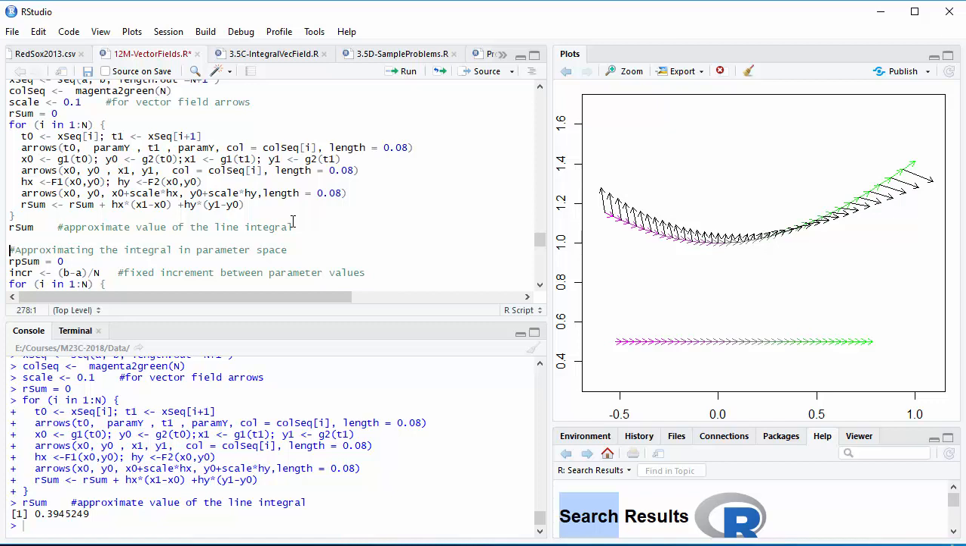In practice, what we do is to parameterize the curve. So here's my parameter space, and I've got lots of nice little increment vectors, all exactly the same length. And the point of the colors is you can match up the color in parameter space and the color along the path to see which vectors match up.